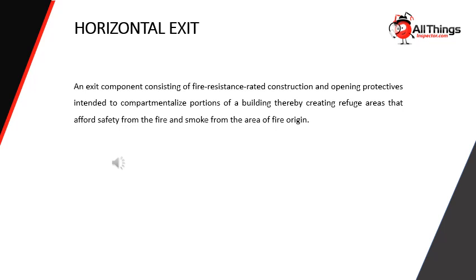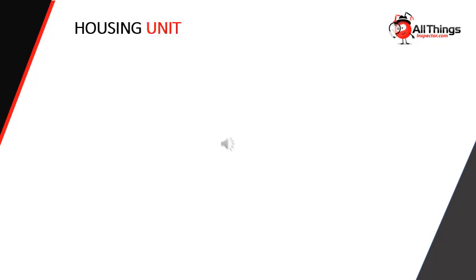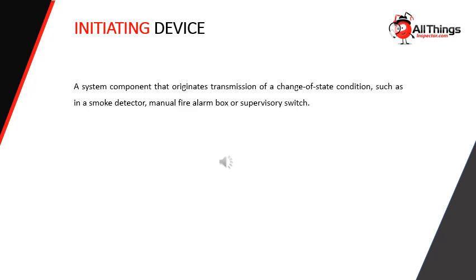Horizontal exit. An exit component consisting of fire resistance rated construction and opening protectives intended to compartmentalize portions of a building, thereby creating refuge areas that afford safety from the fire and smoke from the area of fire origin. Housing unit. A dormitory or a group of cells with a common day room in Group I-3. Initiating device. A system component that originates transmission of a change of state condition, such as in a smoke detector, manual fire alarm box, or supervisory switch.